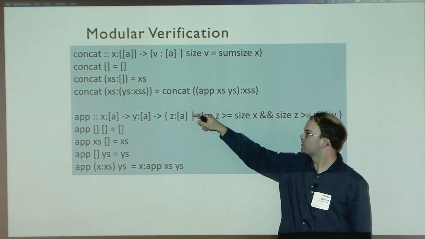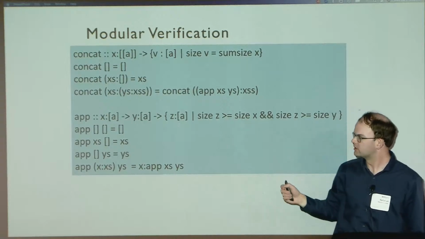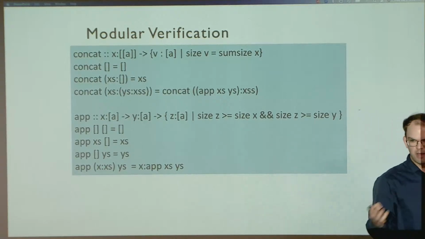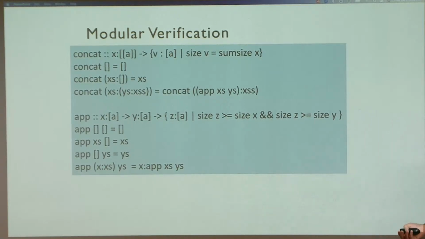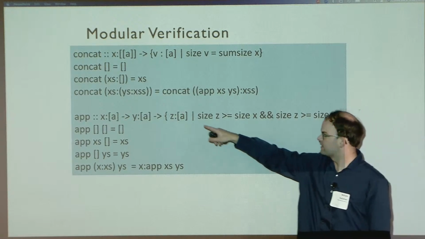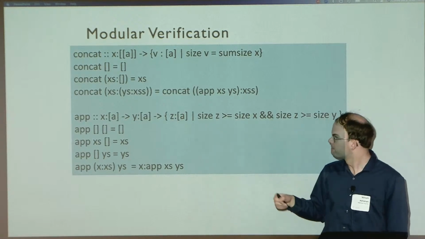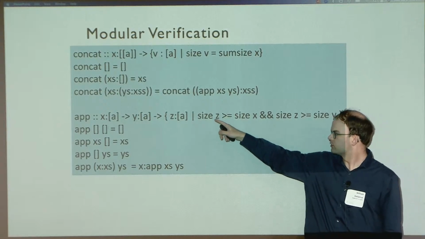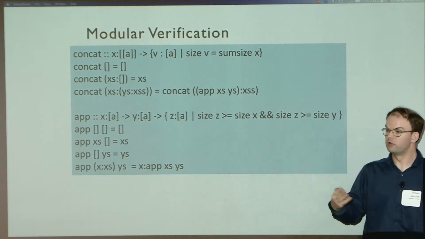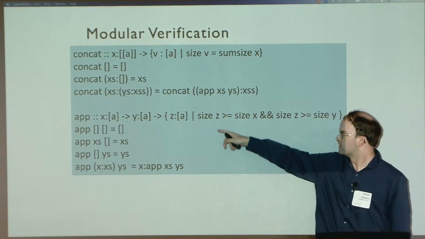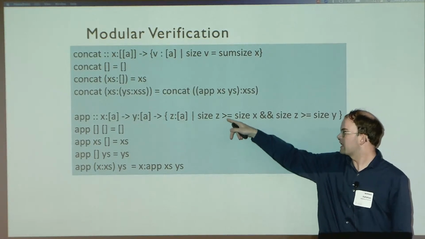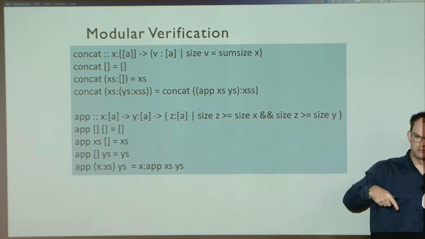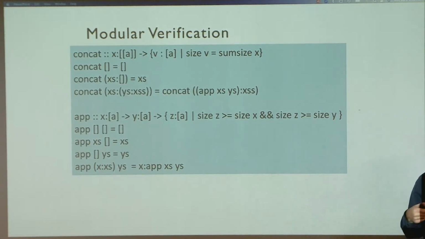So I have concat. Concat is self-recursive and also calls this app function. App is just appending the first list to the second list. So I take a list X, I take a list Y, and then I get the list XY. And I'm saying that app should return a list that is longer than both of its inputs. So the size of the output Z should be greater than or equal to the size of the first input and greater than or equal to the size of the second input.